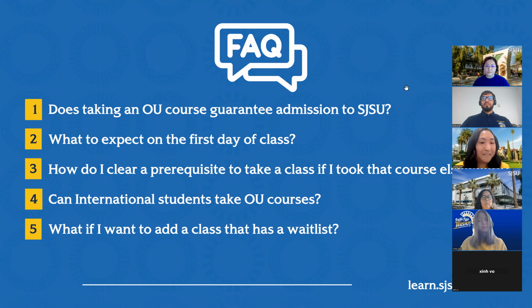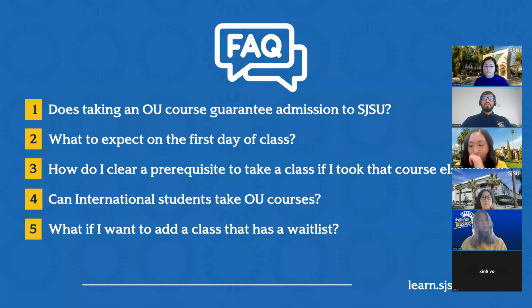Here are a few of our frequently asked questions. I handle the inbox most of the time, so this is what I see. Does taking an OU course guarantee admission to SJSU? It does not. You can take Open University to fulfill prerequisite requirements to get into a degree program, but everyone still has to apply, and it's at the discretion of the department you're applying for.